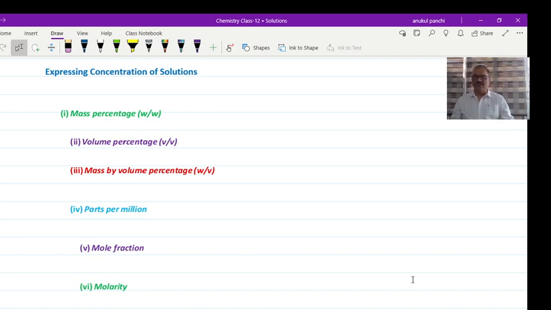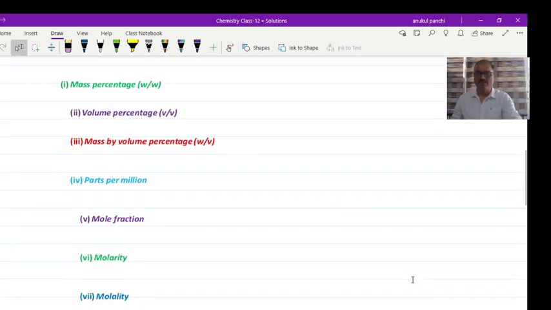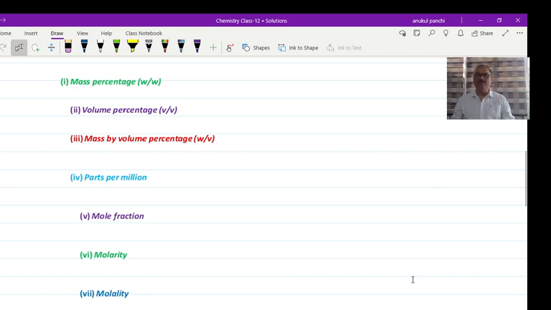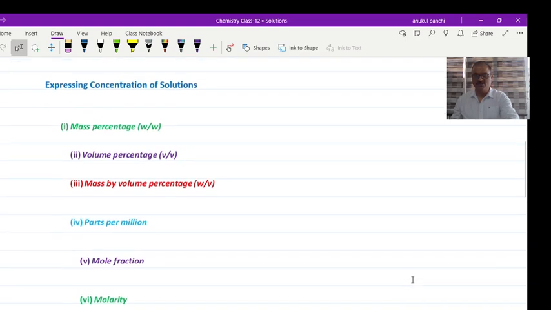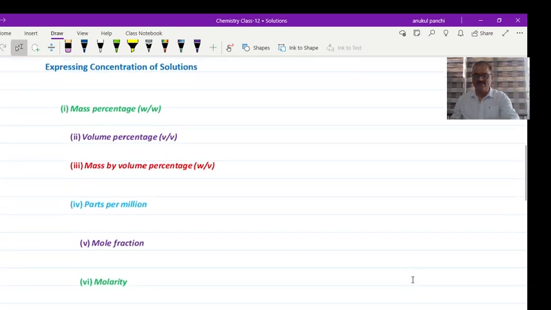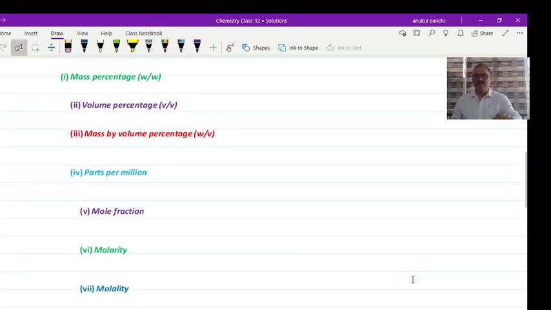The first important 7 methods of expressing concentration are: number 1, mass percentage, W oblique W. Second is volume percentage. Then mass by volume percentage. Then parts per million, mole fraction, molarity, and molality. So these are the important 7 methods to express concentration of a solution. Now let us discuss these one by one and make their formulas to solve numericals.